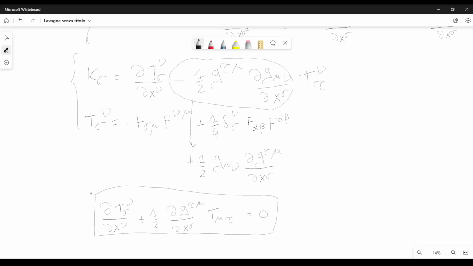Therefore, in this case, T nu sigma here represents exactly the energy momentum tensor of the electromagnetic field. And we know that it must be the energy momentum tensor because we found also this expression, which must be satisfied in a general manner by the energy momentum tensor. It's an expression that we have already found, as I said in previous videos.